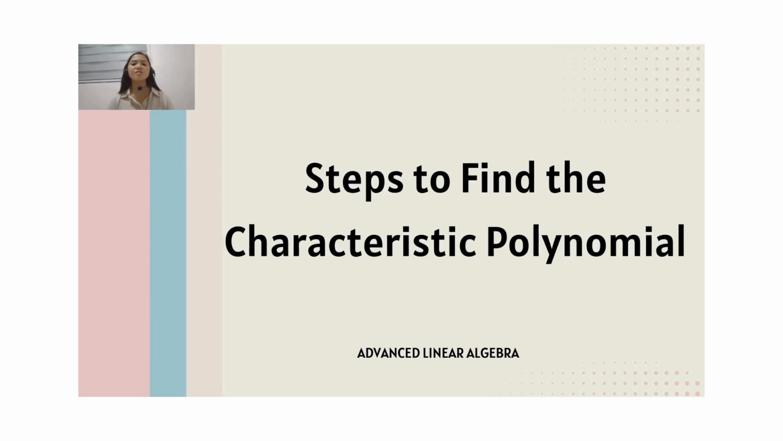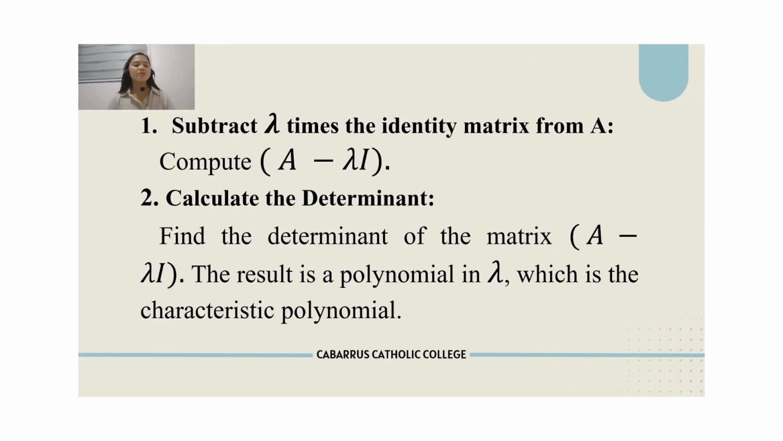Let's proceed to steps to find the characteristic polynomial. Step 1. Subtract lambda times the identity matrix from A. Step 2. Calculate the determinant. Find the determinant of the square matrix minus lambda times the identity matrix. The result is a polynomial in lambda, which is the characteristic polynomial.